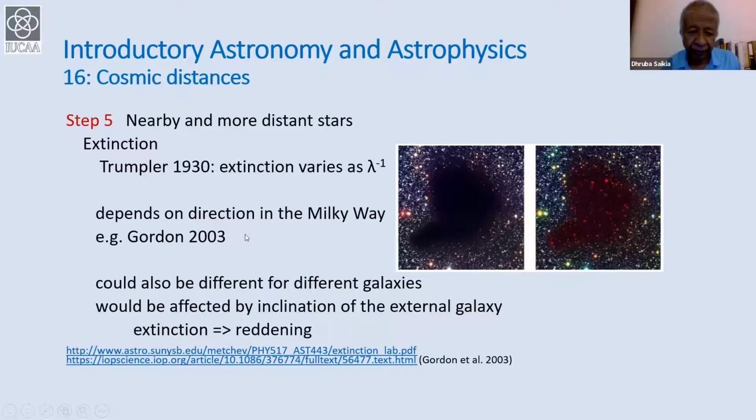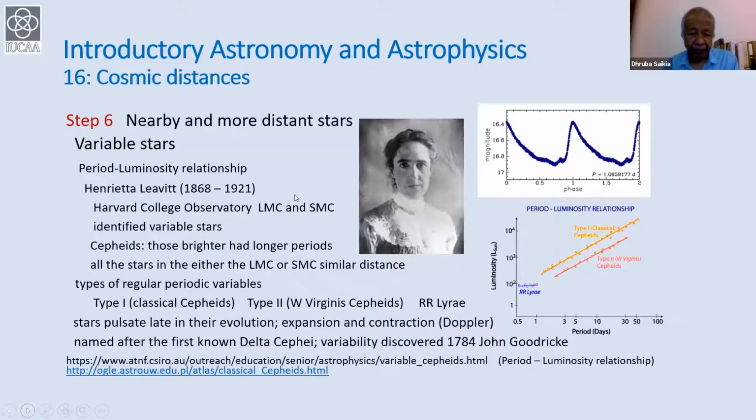And it could also be different for different galaxies. And for external galaxies, it will also depend on the way the galaxy is inclined towards you, because if you see it edge on, the stars on the further side will suffer far more extinction than the ones which are on the surface. So that was about main sequence fitting and spectroscopic parallax.